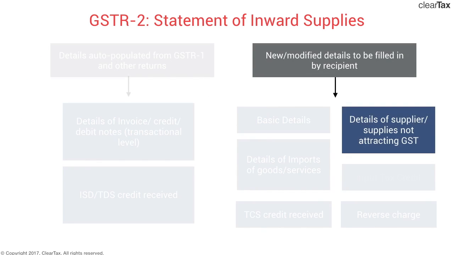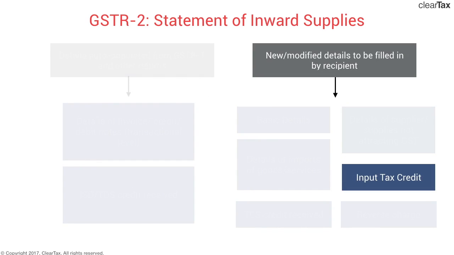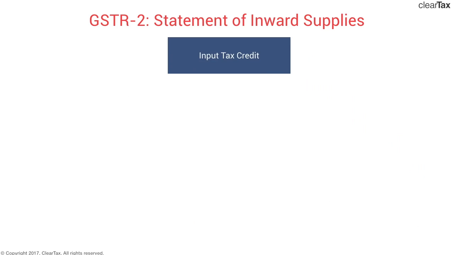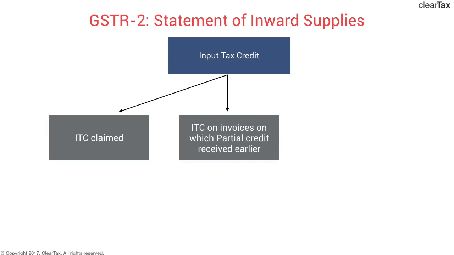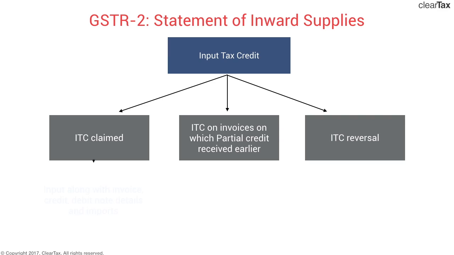The next, input tax credit, and this is the most important detail in GSTR2. It is on this basis that the government will grant input tax credit for a recipient of taxable goods. The details can be split into three: ITC claimed, ITC on invoices on which partial credit has been received earlier, and ITC reversals. If it's claimed, then along with invoice level details, the input flows in, and that's all that matters: invoice, credit note and debit note, as well as the details of imports.